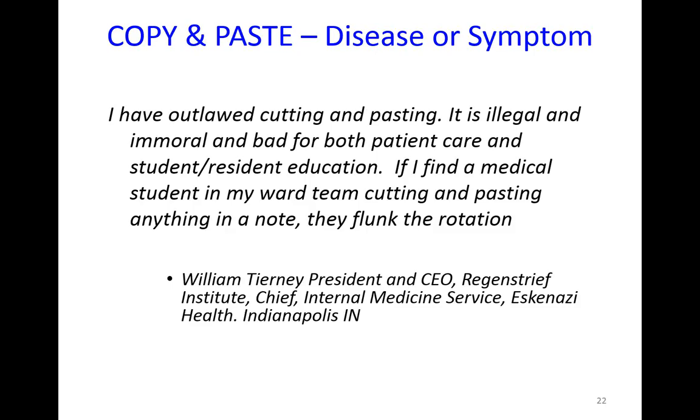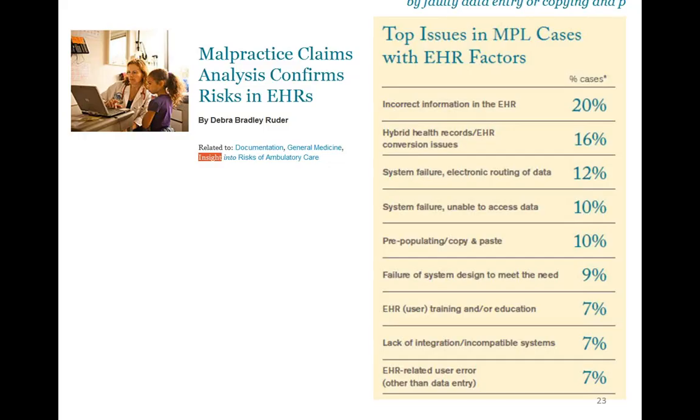Next slide. So that's one view. And you can see copy and pasting does contribute. These are some more data from the CRICO claims, and pre-populating, copying and pasting are among the cases that do have EHR factors. In this malpractice data, it's 10% of those cases.